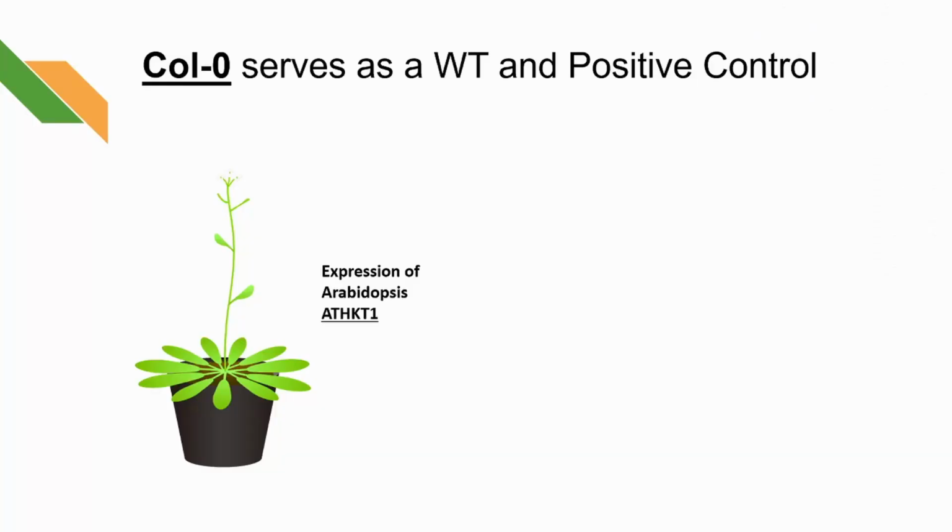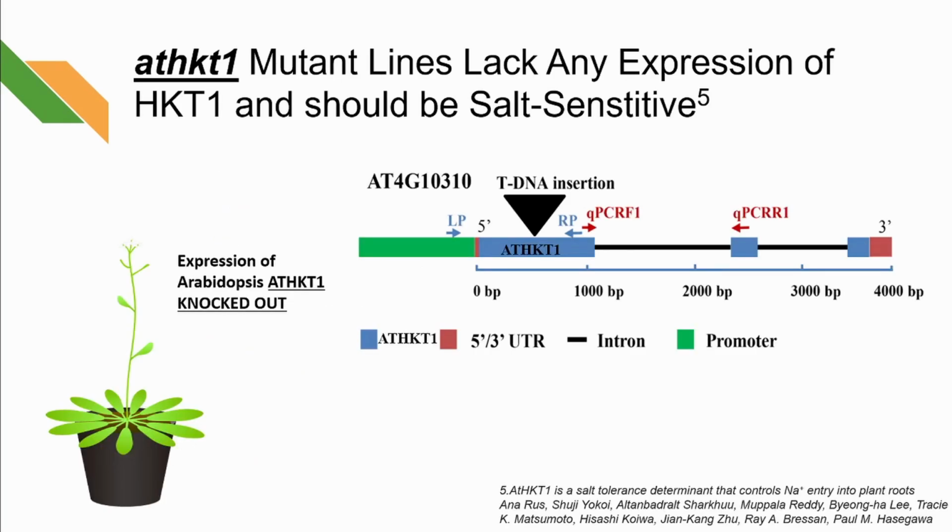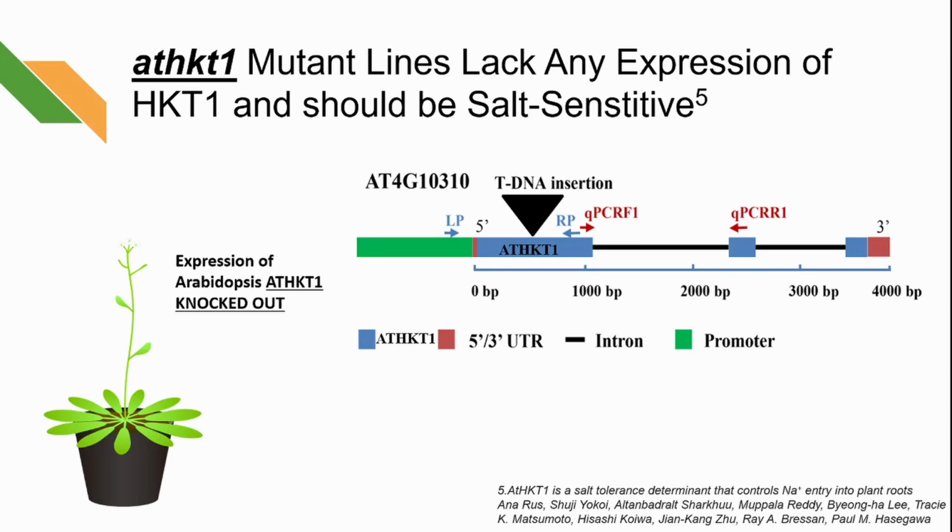The Columbia line serves as the wild type and the positive control. Essentially, this is an Arabidopsis plant that is untampered, meaning it has a regular expression of Arabidopsis HKT1, also known as AT-HKT1. Our next line, which we'll denote with the lowercase at-hkt1, is a mutant line. Essentially, by using a T-DNA insertion, we create a knockout mutant at the AT-HKT1 locus, meaning this plant will have no expression of HKT1 whatsoever.